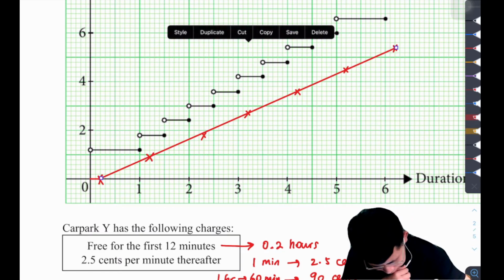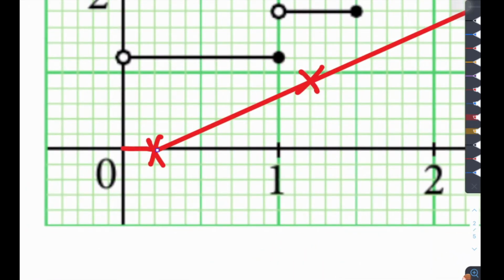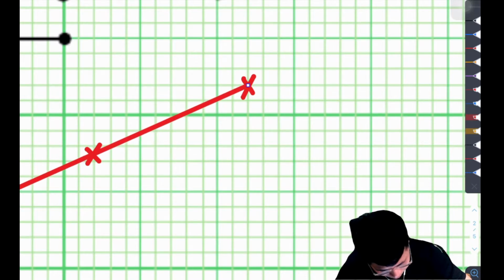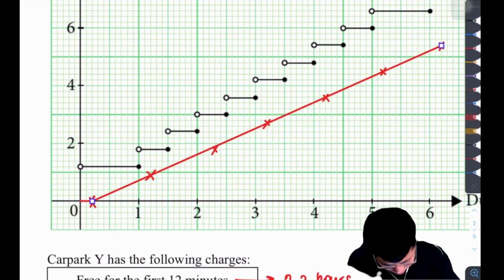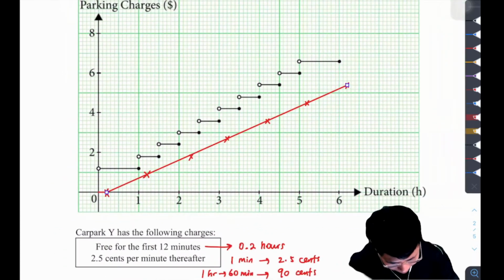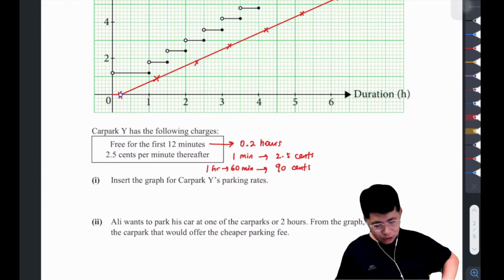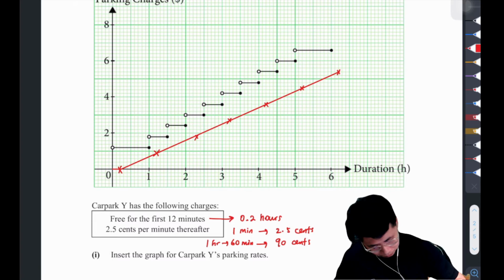Let me adjust this a little. This one needs some adjusting, and over here needs a little adjusting also. How come it weirdly doesn't pass through this one point? Maybe my graph paper isn't that correct after all. Interesting. But anyway, this is the graph for car park Y.